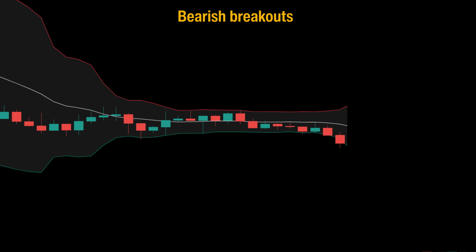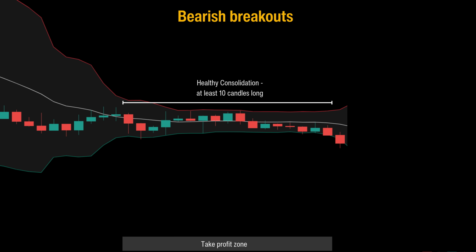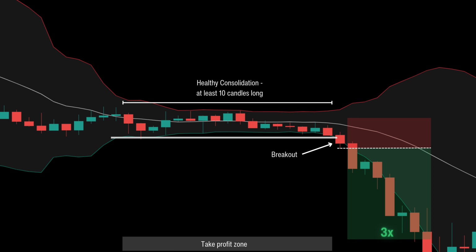Now let us quickly go through a few examples for bearish breakouts. First, look for a Bollinger Band squeeze. Make sure that there is a healthy consolidation, at least 10 candles long. Second, identify the take profit zones and ensure that the next major support zone is farther than 3 times the risk. Third, wait for a strong breakout. The breakout candle should be a strong bearish candle closing below both the lower band and the support level. Enter the trade once the low of the breakout candle is taken. Target at least 3 times the risk.